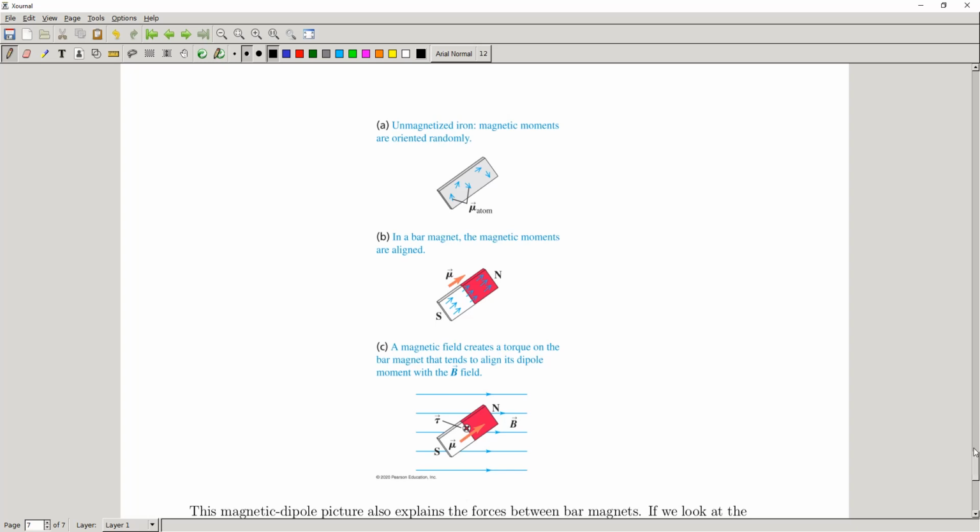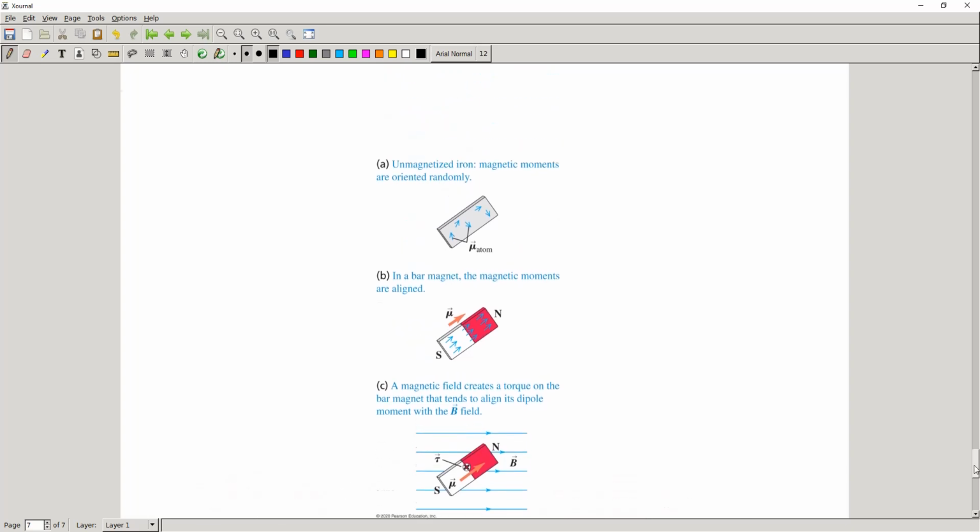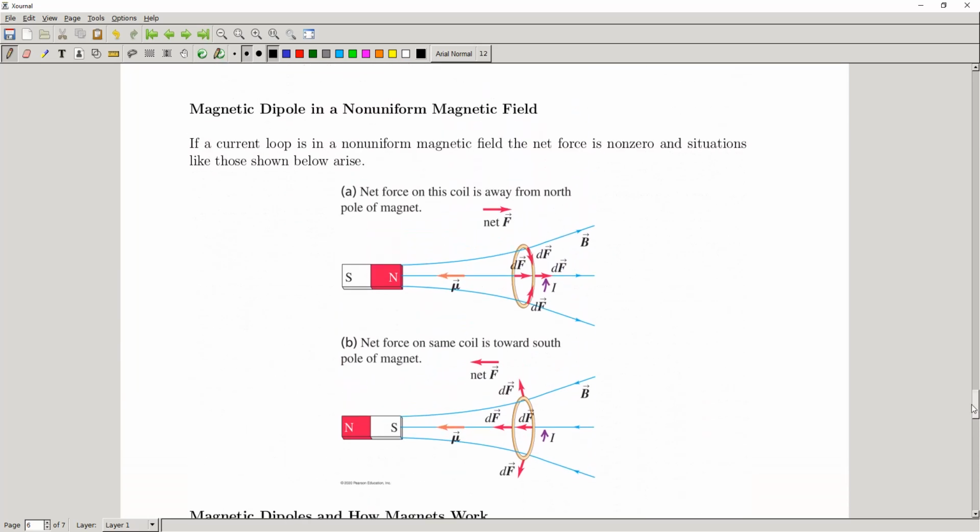We have why the bar magnet produces a magnetic field around it, but still, why does it attract other magnets or repel them, depending on how the poles are facing, to or away from it, right? And for that, we just have to go back to this picture of our current loops.